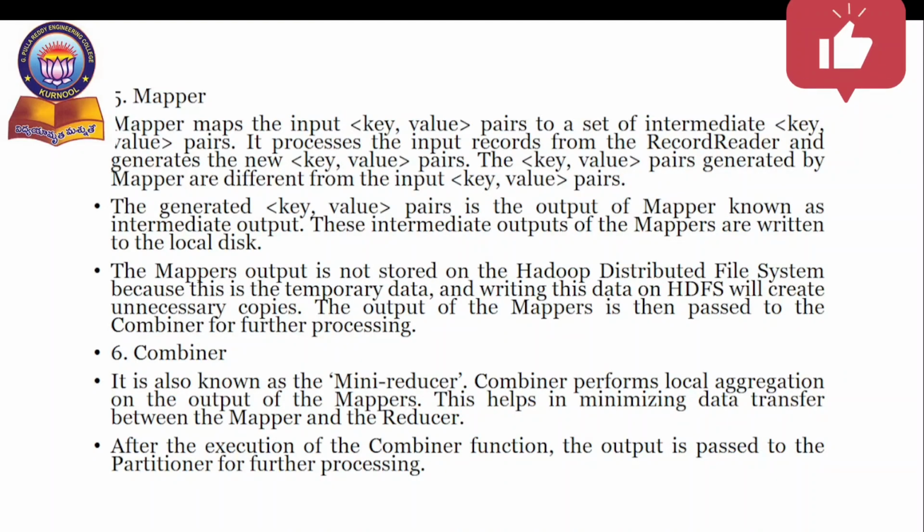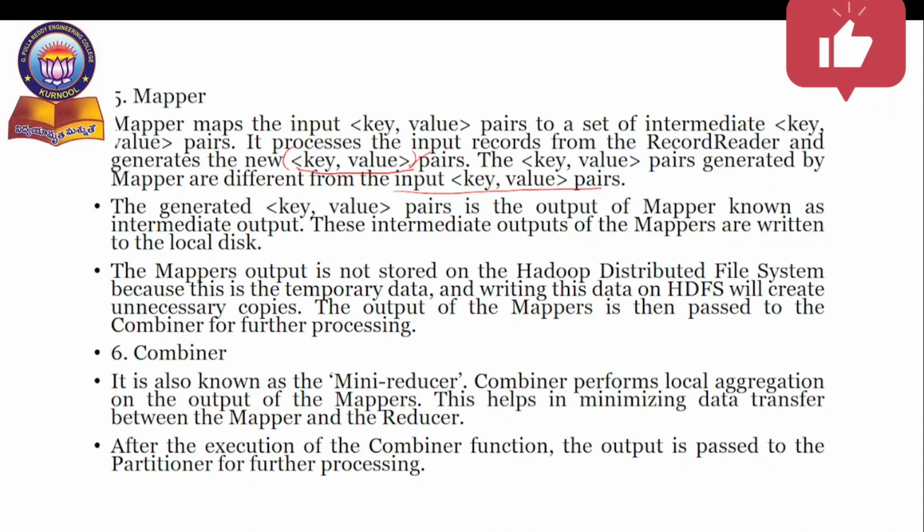Next one is the mapper. The mapper maps the input pairs to a set of intermediate key value pairs. It processes the input records from the record reader and generates new key comma value pairs. Once the mapper receives the data from the record reader in key comma value pairs, it generates new key comma value pairs after its processing. So the key comma value pairs generated by the mapper are different from the input key comma value pairs. The input received from the record reader will contain key comma value pairs, but once the mapper performs the processing on the data, it also generates its own key comma value pairs.